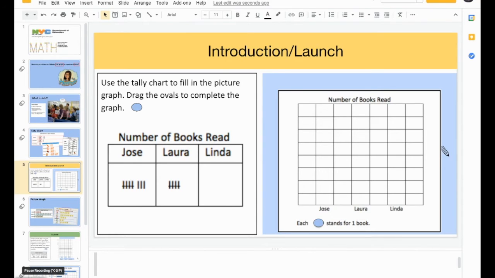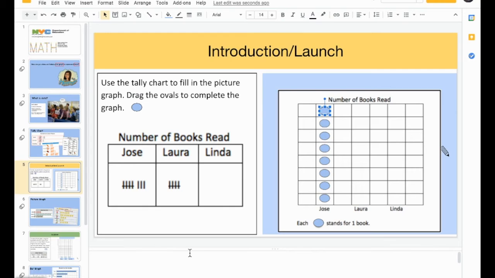All right, let's try this together. I am noticing in the tally chart that Jose read 5 plus 3 books, that equals 8. So I'm going to draw 8 ovals above Jose's name. That's 1, 2, 3, 4, 5. All right, now we have a total of 8.